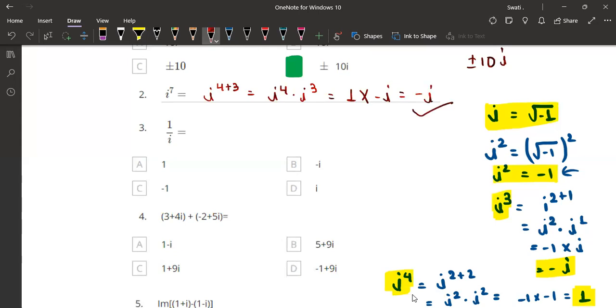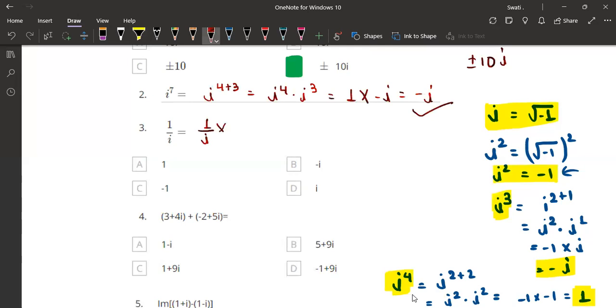That's the answer. Now the next one, that is 1 upon i. We have options given: 1, minus i, minus 1, i. So we need to simplify this. To simplify this, I'll rationalize it. What is the meaning of rationalization here?